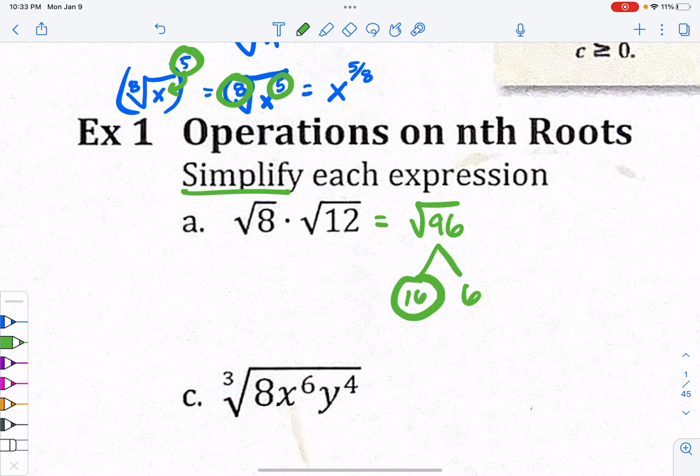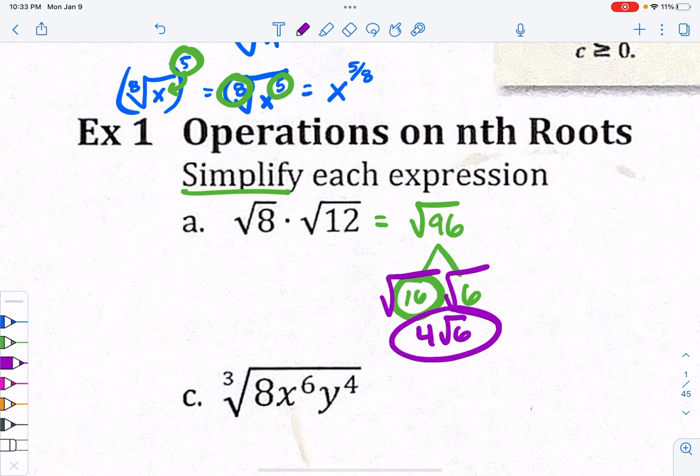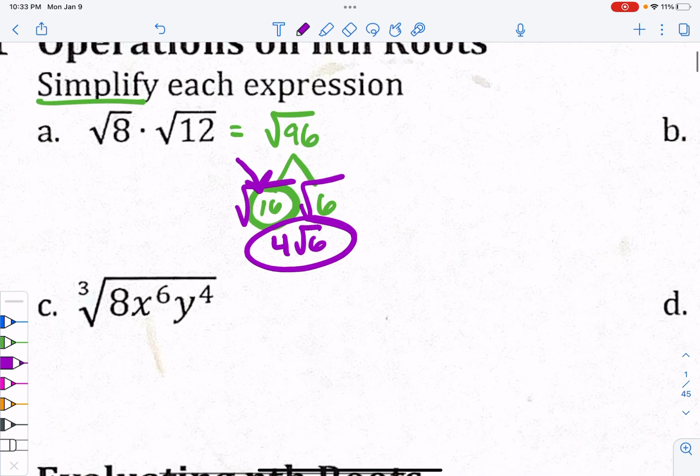16 and 6. 6 cannot be broken down anymore, so we do 16 and 6. The square root of 16 is 4. The square root of 6 just stays, so it's 4 square root of 6 when it's broken down, okay? So you want to use the largest number possible inside of that bubble when you're breaking stuff down. So we tried 4 to begin with, but we saw something could be bigger, okay?